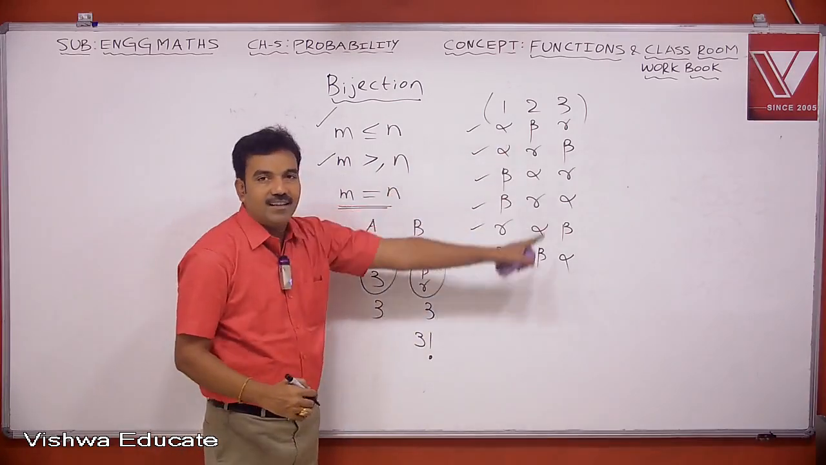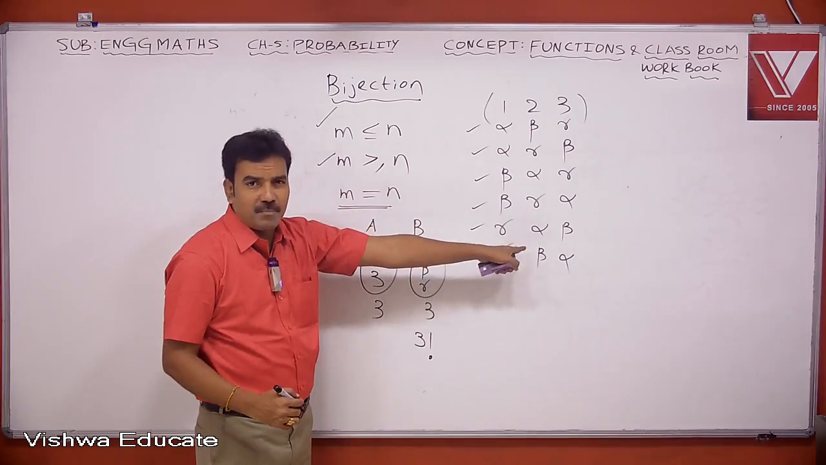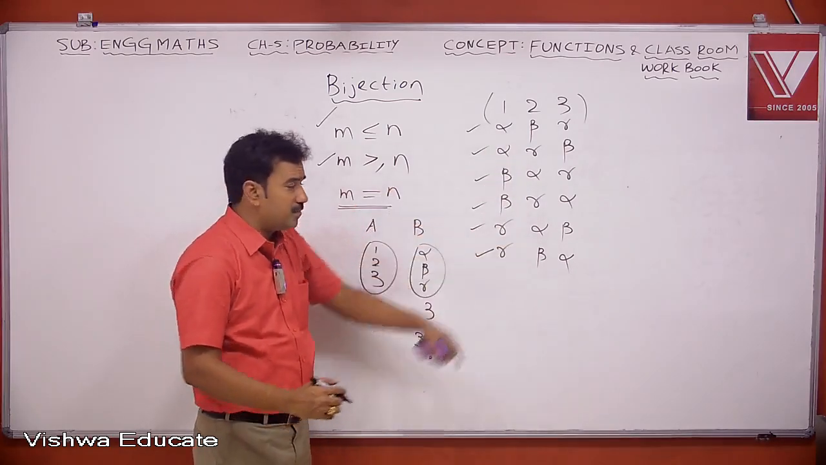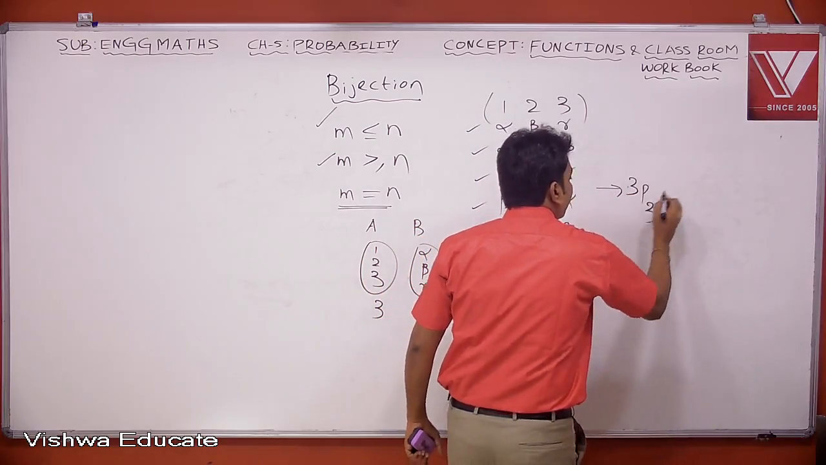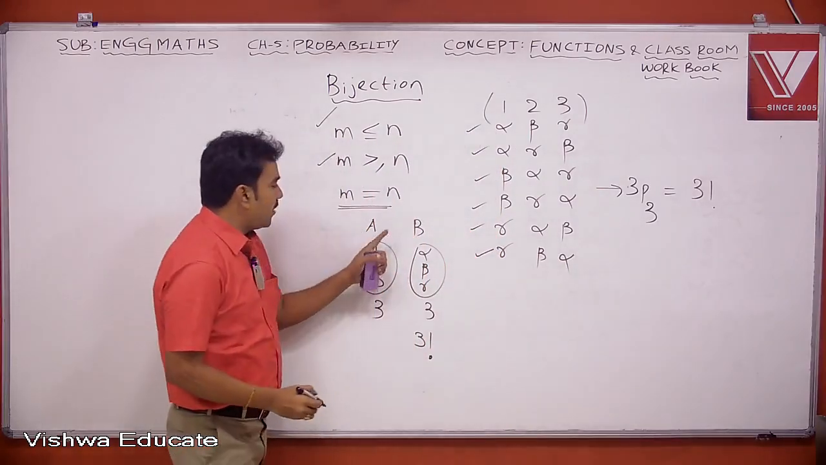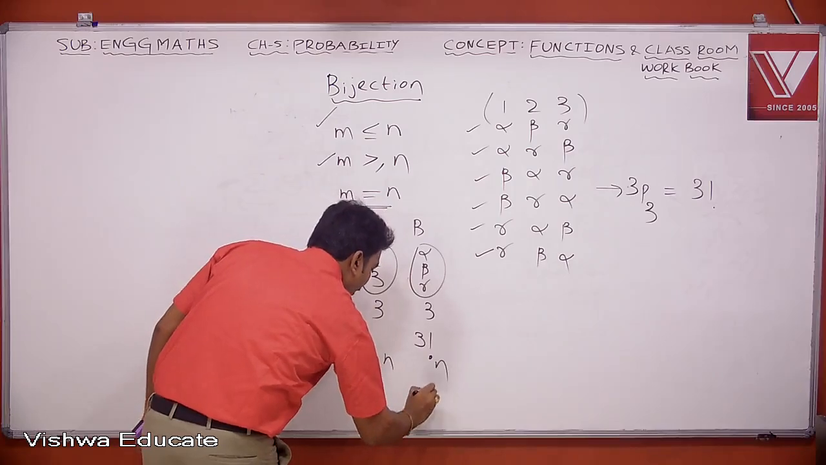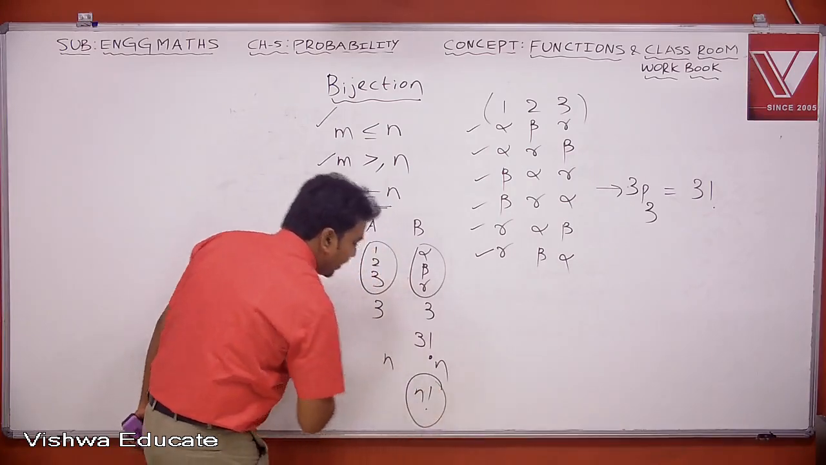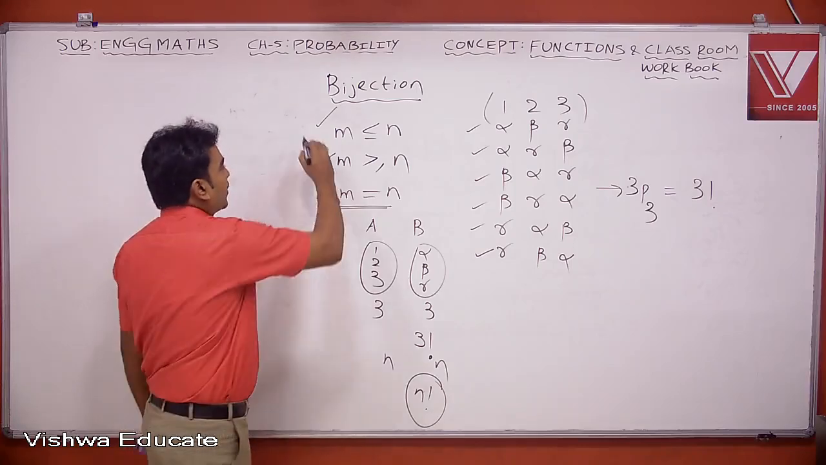All these are arrangements of 3 symbols. So in 3 factorial ways, that is 3P3. This expression is 3P3, which is exactly 3 factorial. So when both sets A and B have an equal number of elements, n and n, then the total number of bijections between A and B is exactly n factorial. Okay, very simple issue. So write the definition.